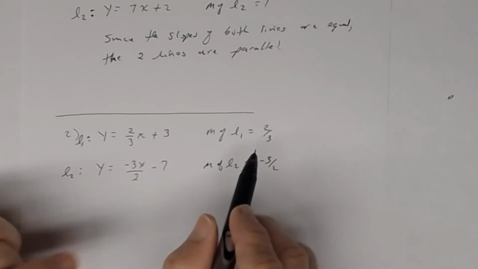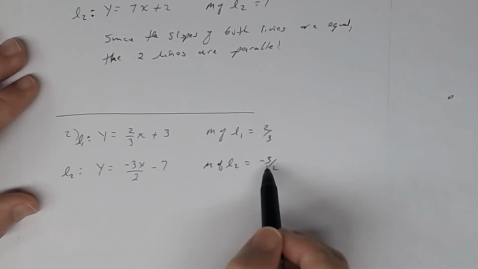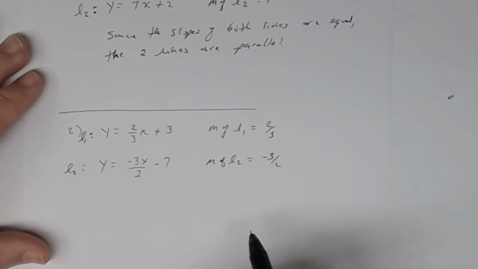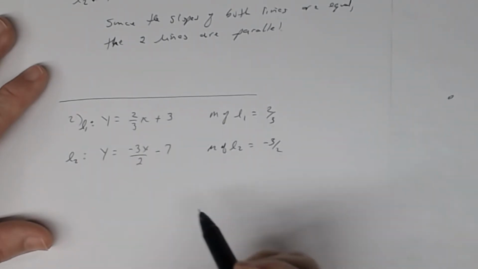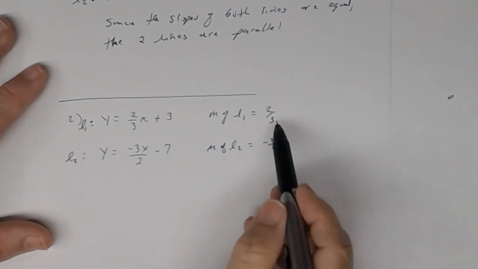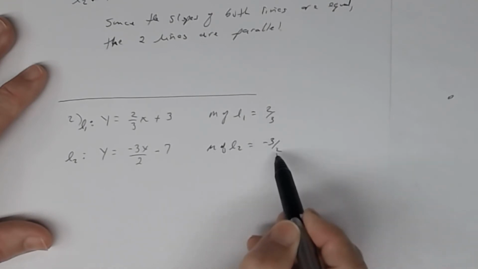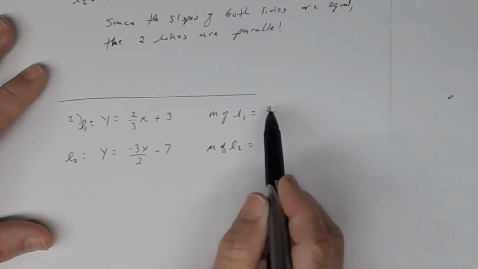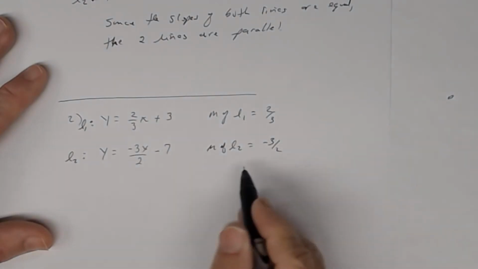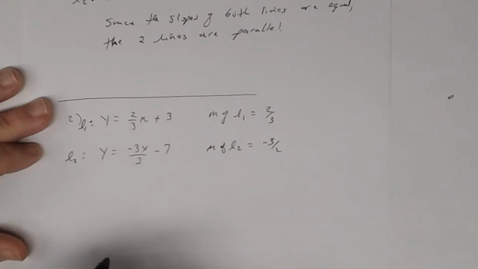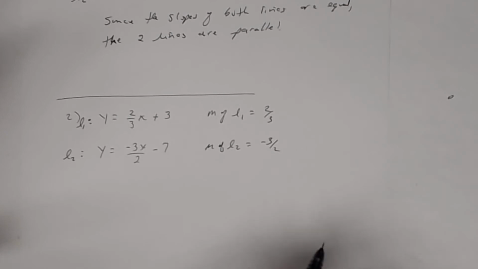All right, so first of all, are these lines parallel? No, they're not parallel. For one thing, the slopes are not the same. Are these two lines perpendicular to each other? Well, look at the slopes. This is 2/3. This is -3/2. So the opposite reciprocal of 2/3 is -3/2. So those lines are going to be perpendicular.